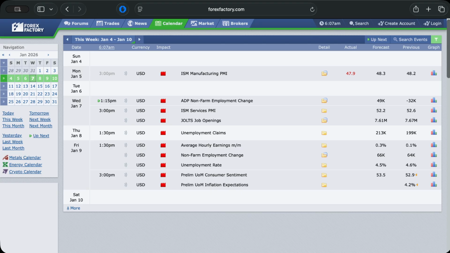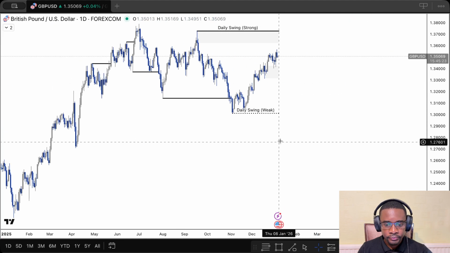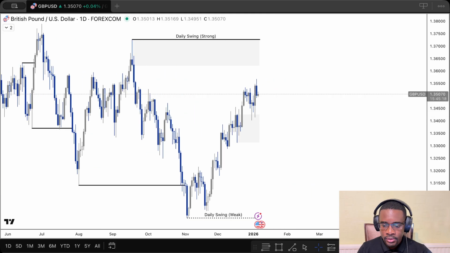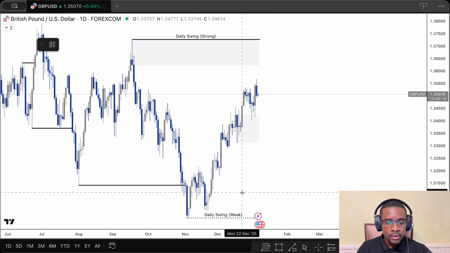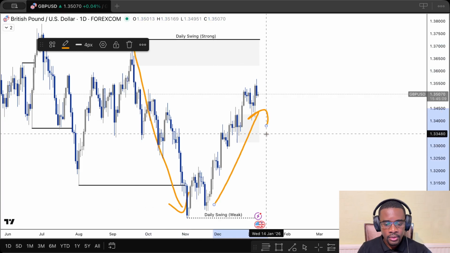So let's look at what the charts did yesterday, what we were expecting, and what actually happened, and then get on to today's analysis. I will start with the pound dollar. On the pound dollar, the swing trend is bearish, but we've been in this retracement or corrective phase of the trend.